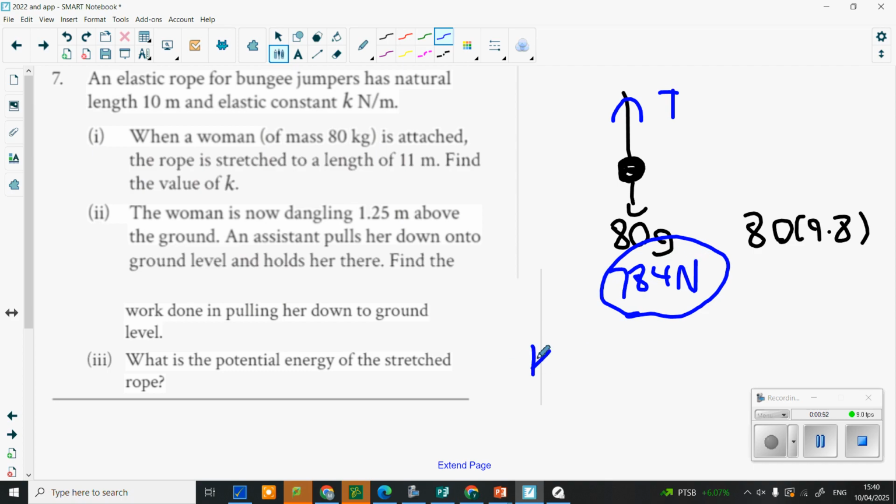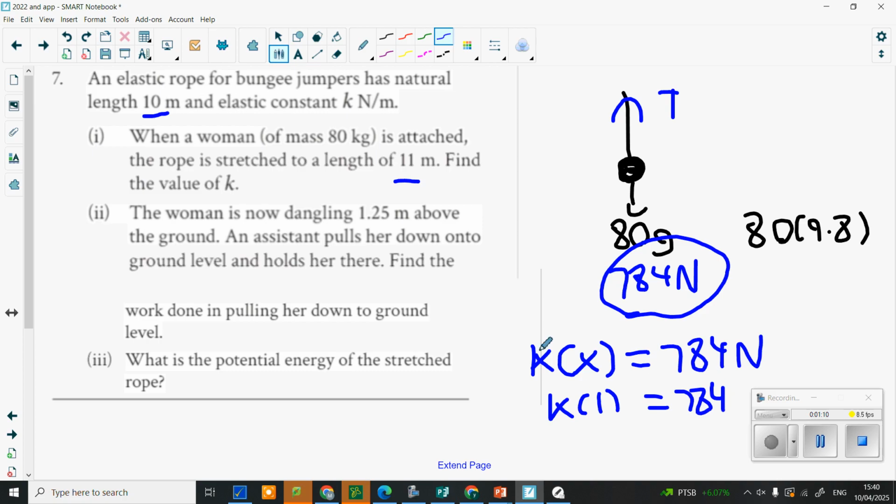This means K times your extension value must equal 784 newtons. What is our extension? It went from 10 meters to 11. So that means K times 1 is 784. This implies that K is 784 newtons per meter. Remember, the K value is, for every meter you extend it, how much force does it take? Is that right?